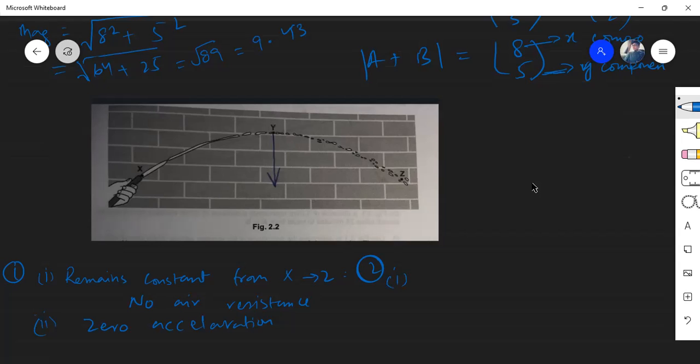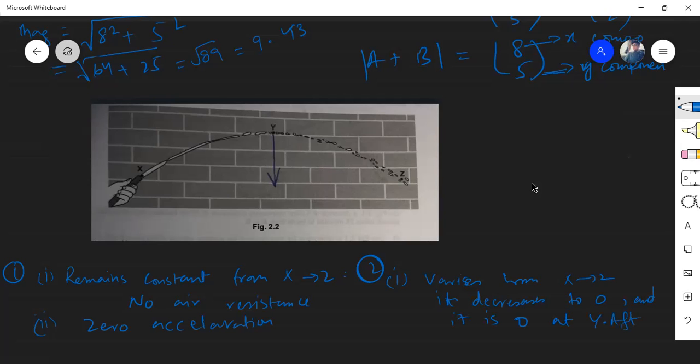Now in the second part, they're asking you to describe the vertical component of the water that comes out from the water jet. The first thing is that it varies from x to z. What you write is that it decreases to 0, and it is 0 at y.